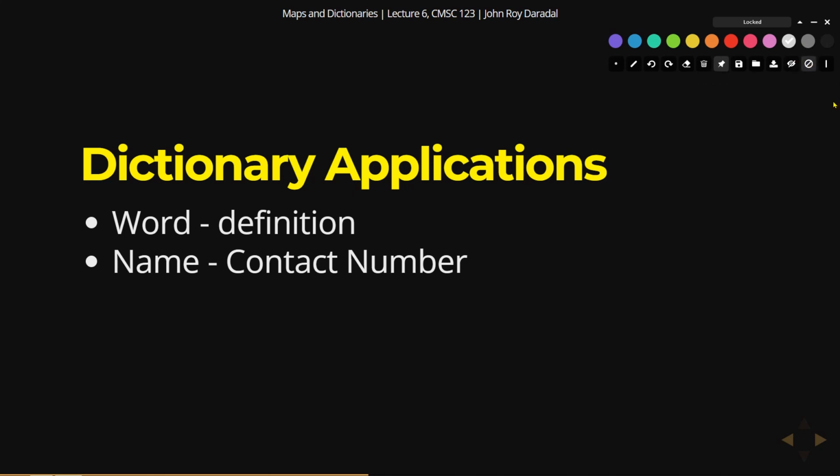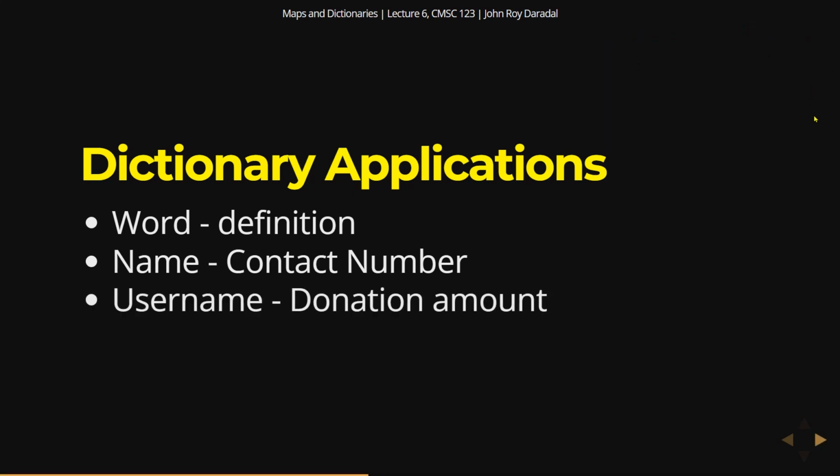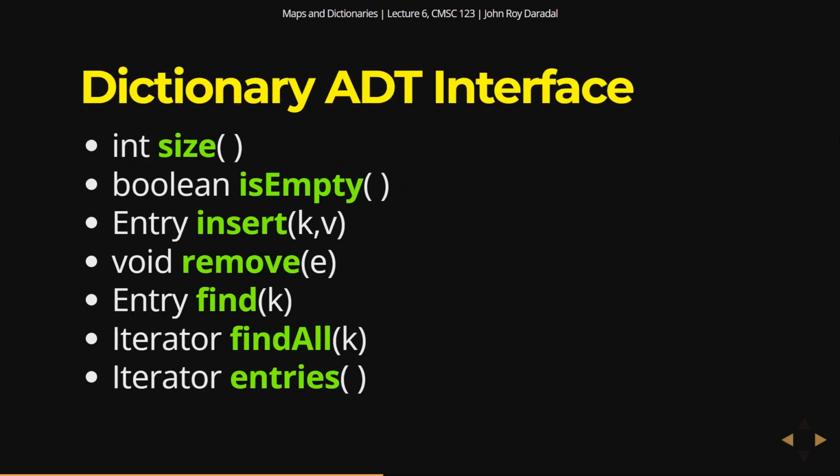Next, username and donation amount. So for example, in streaming platforms like Facebook or Twitch, you have usernames and then how much they donated, because users can donate multiple times, right? So we'll see that in our example later, but this is also another application of dictionary. So basically, when you have a problem where you don't need unique keys, then you can use dictionaries for that. Okay? So let's now look at the interface for the dictionary ADT.